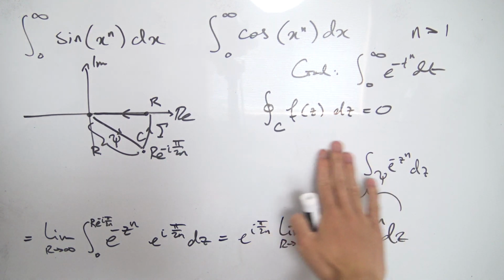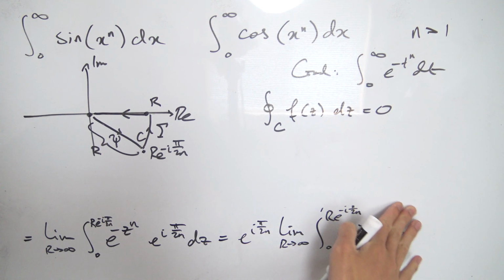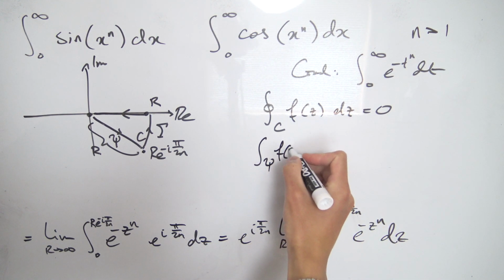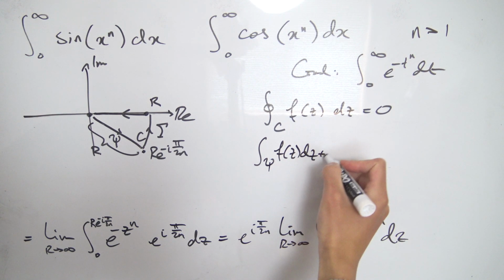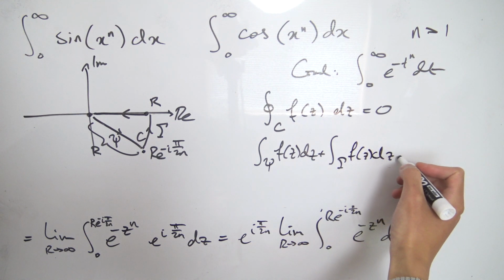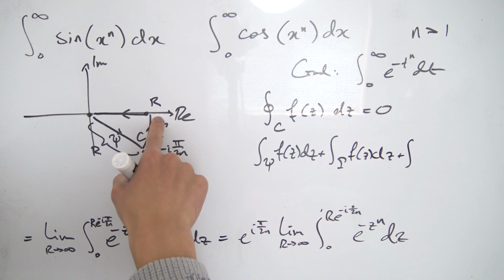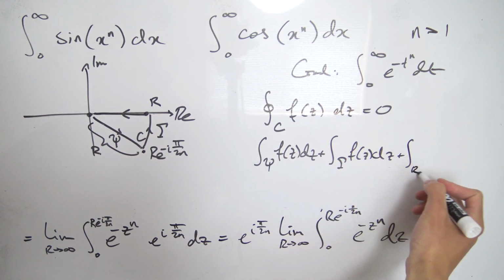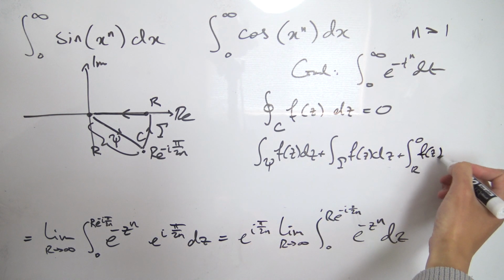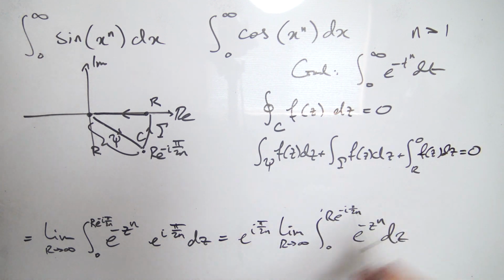So notice if we decompose this contour integral, we have the integral over psi of f of z dz, plus the integral over gamma of f of z dz, plus the integral, and now we're going from r back to 0, so from r to 0 of f of z dz, that's all going to be equal to 0.